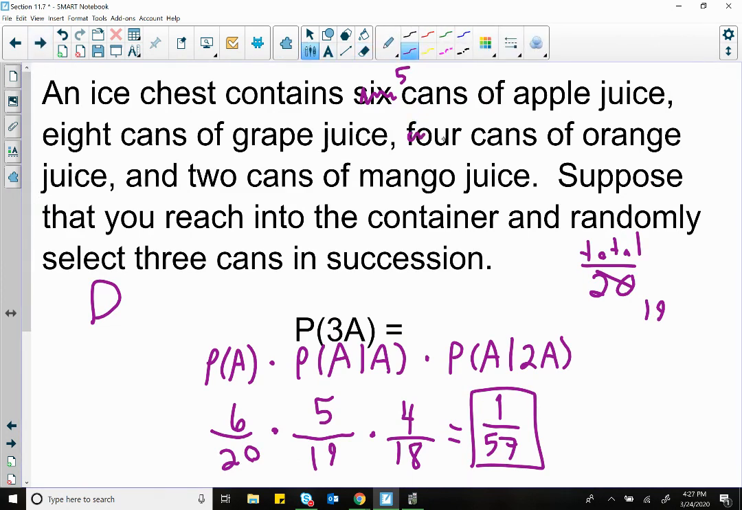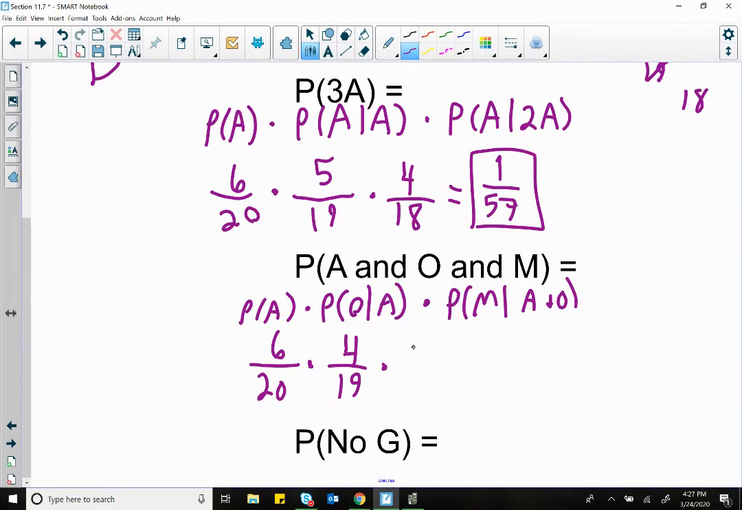So we took one of these guys, so there are 3 oranges now. We took out a can, so there are 18 total cans left. So now we want one of the mangoes. So there are 2 mangoes out of 18 now.